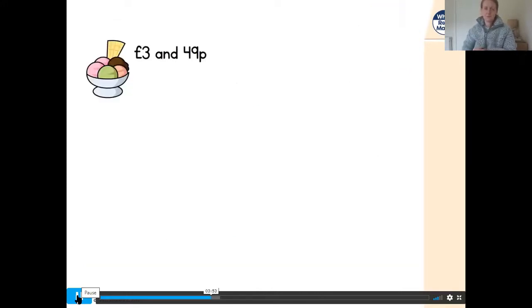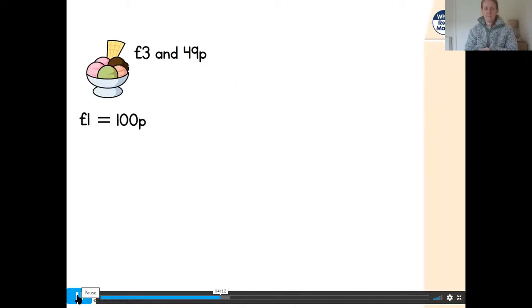Here we've got a bowl of ice cream, and the price is given in pounds and pence, isn't it? £3.49. So we might be asked, how many pence does the ice cream cost? In other words, can we convert from pounds and pence into pence? There's our key fact. £1 is 100 pence.